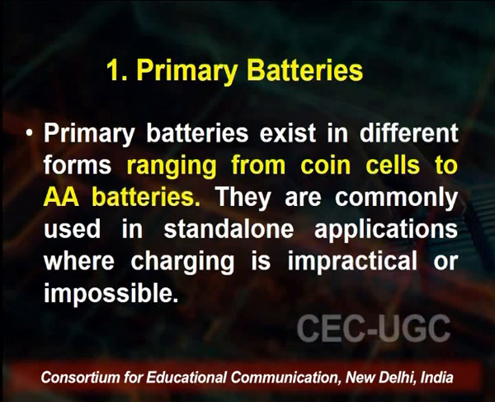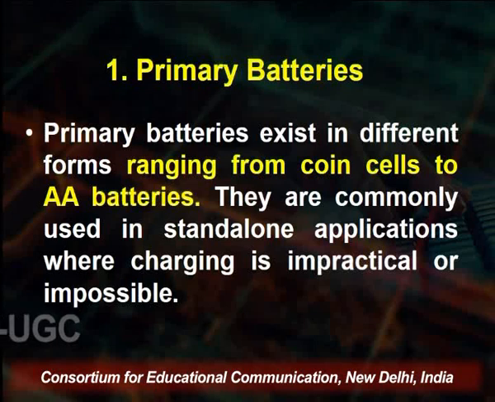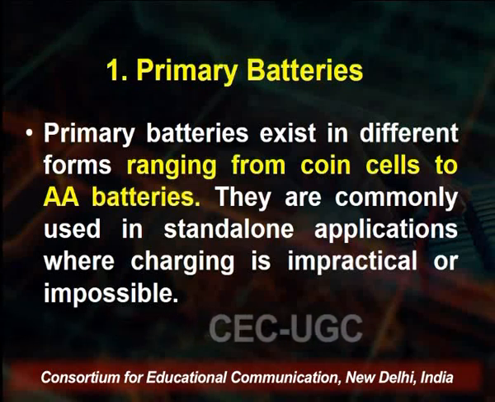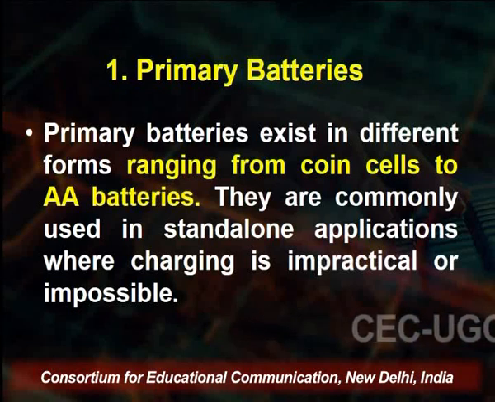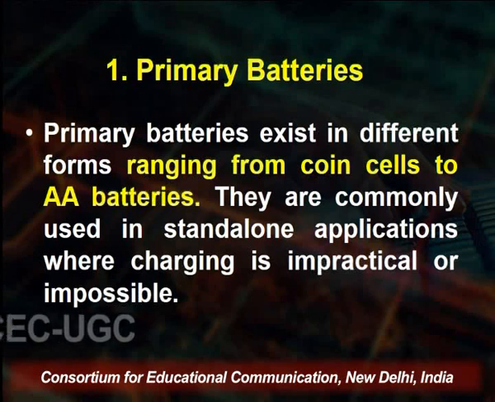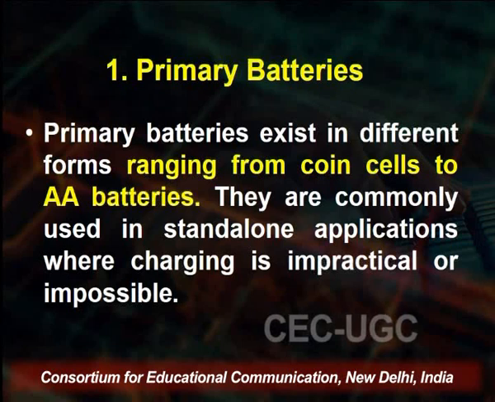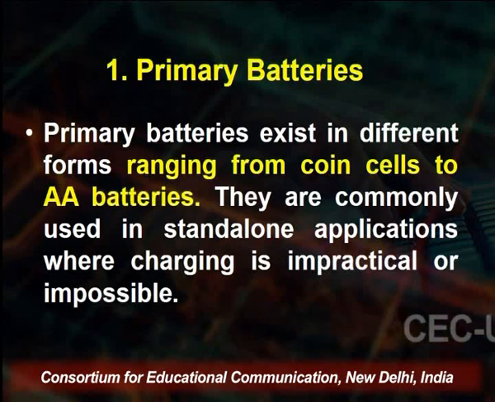Moreover, primary batteries exist in different forms, from coin cells to AA batteries. The AA battery you generally see we use in wall clocks and other types of gadgets. They are commonly used in standalone applications where charging is impractical or impossible.